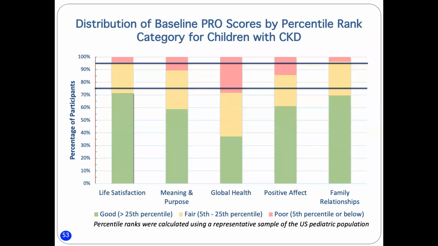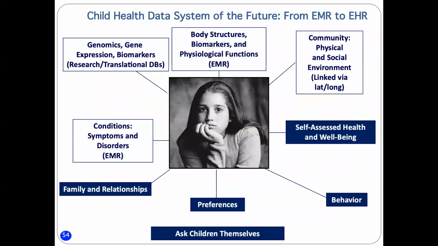Here's a number of the patient-reported outcome measures, and look at global health, right? Again, there's that 75th percentile for the general population, the 95th percentile for the general population, the upper bar. And kids with chronic kidney disease report much less satisfaction with their health overall. About the same level of life satisfaction, right? So they're happier with their lives, but they're not happy with their health. A little bit less meaning and purpose, a little less happiness and family relationships. It was about the same.